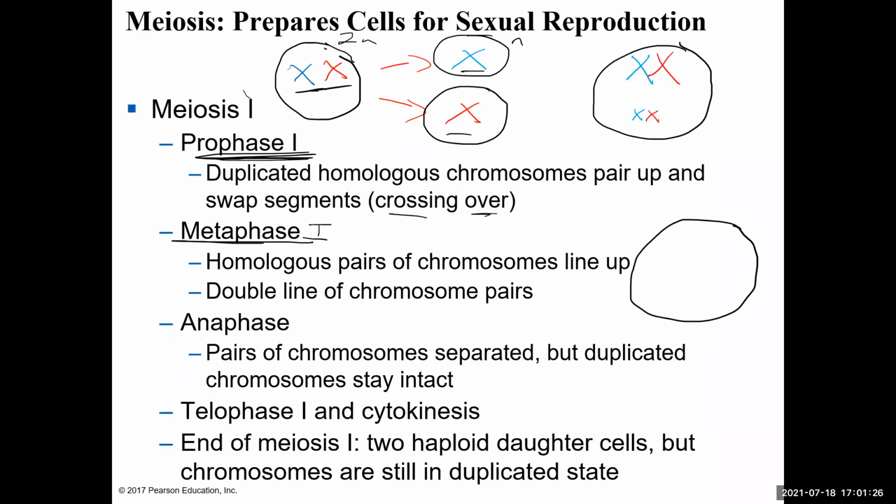What you could have is the situation where they line up on the metaphase plate like this. That means one daughter cell will have a big red and a small red, because they're going to go this way. And the other daughter cell will have a big blue and a small blue.